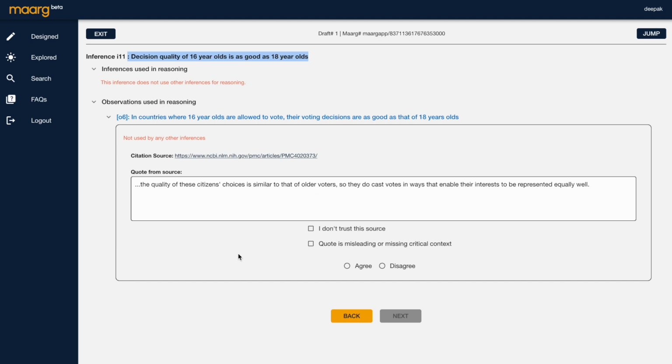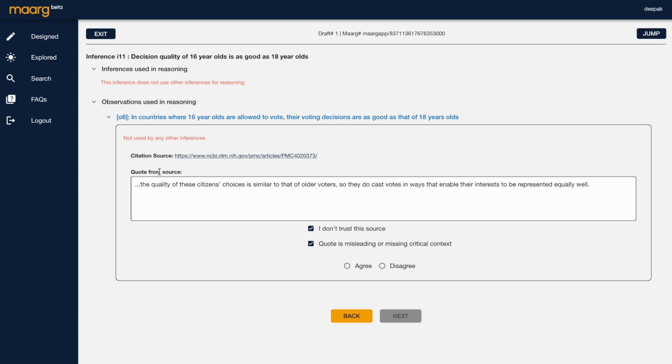As a reader, I also get to choose, maybe I do not trust this source, which is a possibility. For example, I may have used a citation source that is somewhat fake news. That is a possibility. And what if from this article I have misquoted something or taken something out of context? Now, each time you select these options, this gives feedback to the Maarg author, because then that gives them a chance to change their argument.